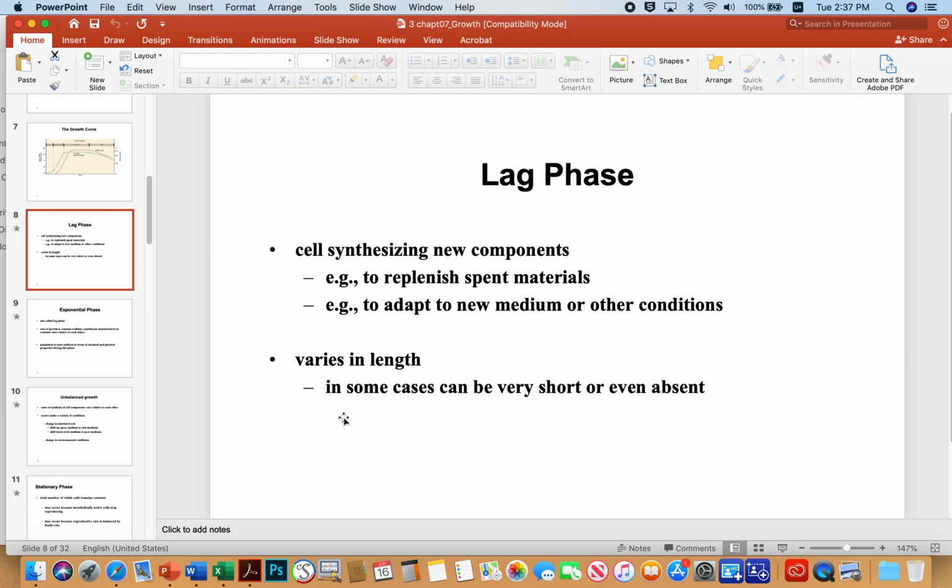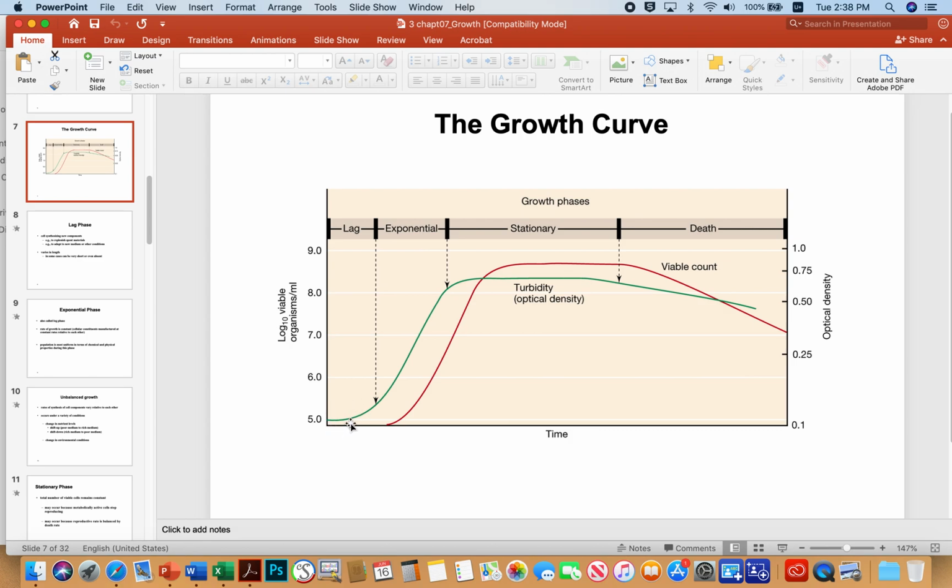The lag phase is when the cell starts to synthesize new components. Basically, the cells are getting adapted to the new medium or the conditions that you've put them in. A lag phase may be long or short depending on how ideal the conditions are or how easy the conditions are to adjust to, so it varies in length for that reason. That's this phase right here, and it could be long and then go up, or it can be really short, depending on, like I said, how difficult it is for the microbe to adjust to those new conditions.